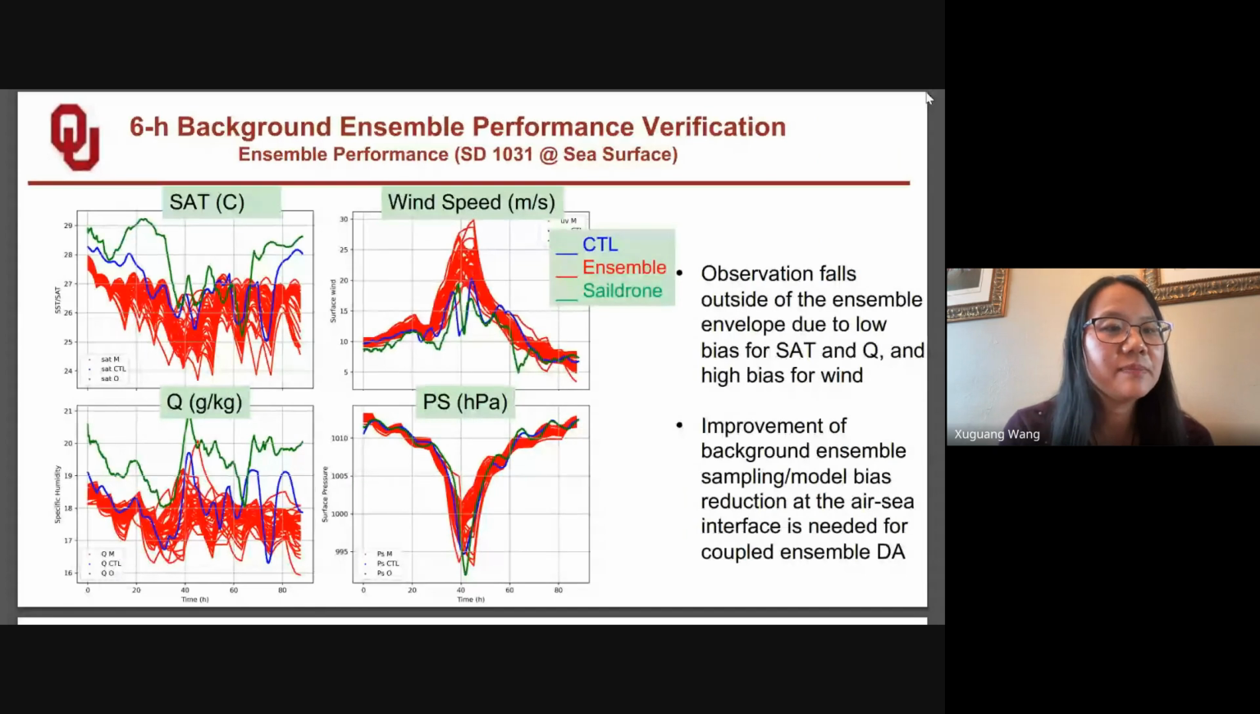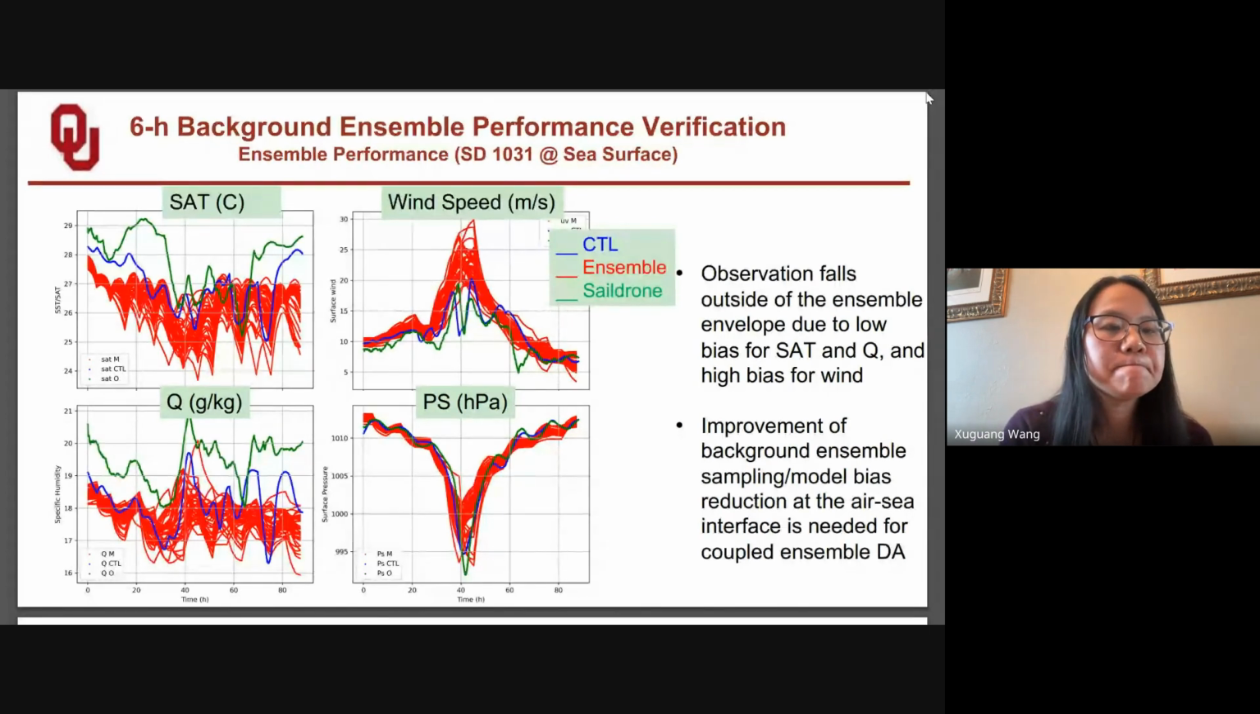So as I mentioned earlier, the background ensemble quality really matters in terms of whether we're going to be successful for coupled data assimilation. So we also verify the ensemble as well, which is in red curves here. So this saildrone 1031 pressure, I think is doing well. For other variables where we observe model bias, you can see observation is falling outside the envelope of the ensembles. So what does this mean? It's saying we need to improve the background ensemble sampling, or we need to reduce model bias at the air-sea interface in order to do a good job for coupled ensemble data assimilation.